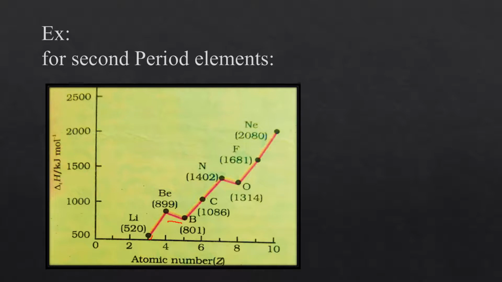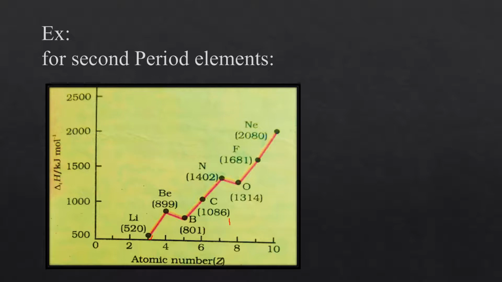Since we know that beryllium has 1s2 2s2 electronic configuration, which is stable as compared to the electronic configuration of boron, 1s2 2s2 2p1. So it is easier to remove one electron of boron from the p orbital than to remove the electron of beryllium from the 2s2 orbital, because in the s orbital of beryllium there are 2 electrons filled, and it is difficult to remove these 2 electrons as compared to the 1 electron of boron from the 2p orbital. So that's why beryllium has higher ionization enthalpy as compared to boron.